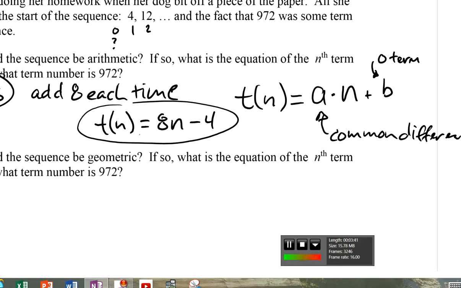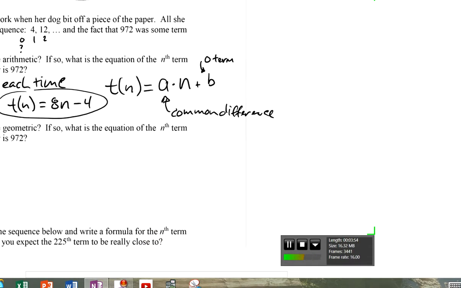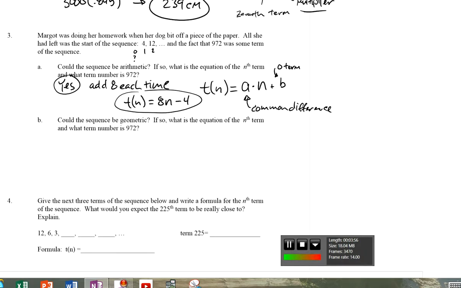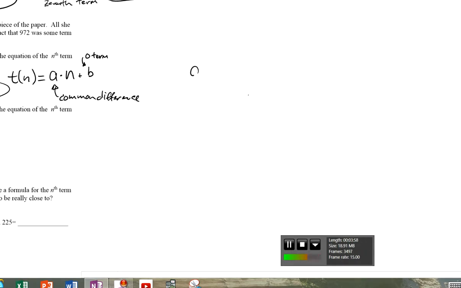what term number is the number 972? So in other words, what value of n, what natural number n, when I put into that equation, would make this equal the number 972? And to answer that, I'm going to just zoom out over here, and I'll do it in a little blank space. It looks like this. I'm looking for 972, and what I'm looking for is when 8n minus 4 produces that. Look at it. I want to know when 8n minus 4 is 972. It's the most rational, logical thing to write down.